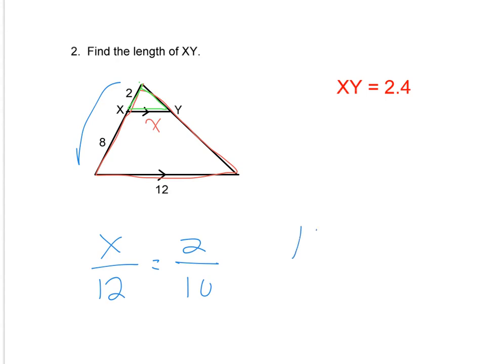We do get 10x is equal to 24. Divide both sides by 10. X is 2.4, or 2 2/5.